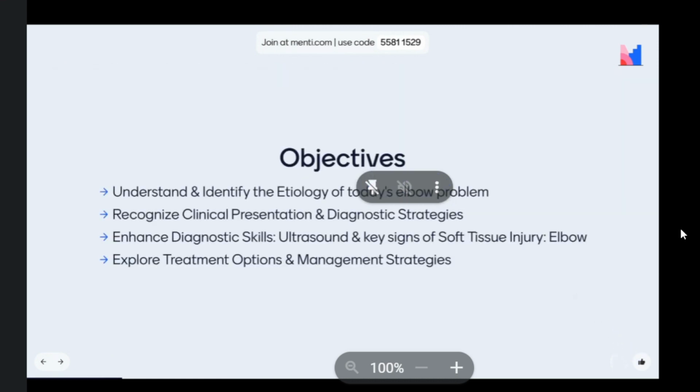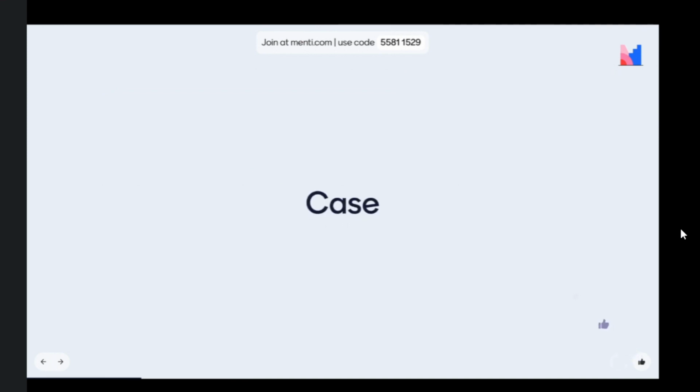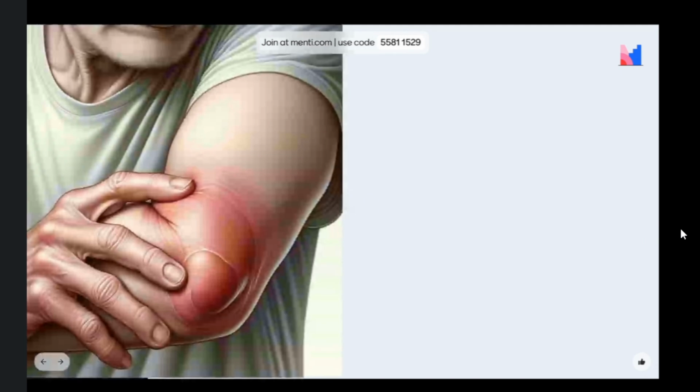So our objectives for today are to understand and identify the etiology of today's elbow problem. It's an elbow problem, but I will not tell what the pathology is. We will recognize the clinical presentation and diagnostic strategies, and enhance our diagnostic skills. We will show the ultrasound and the key signs in it, and also explore the treatment options and the management strategies.